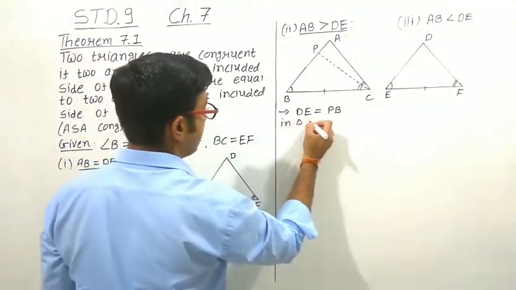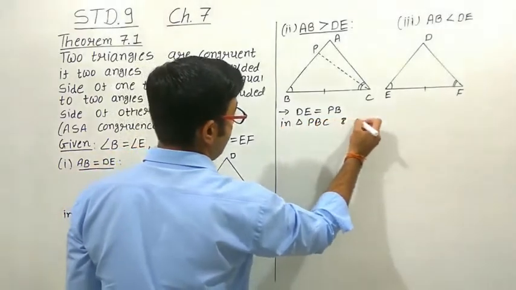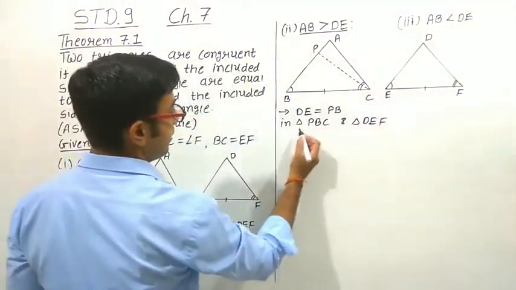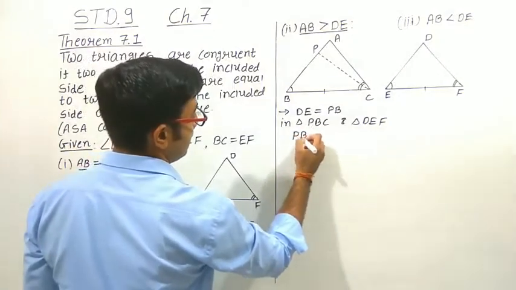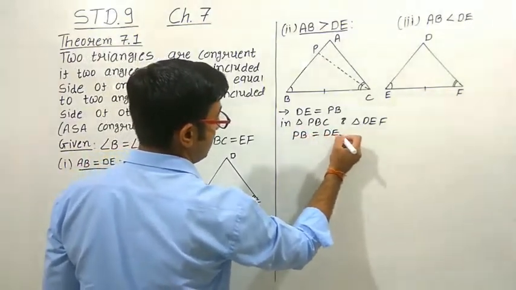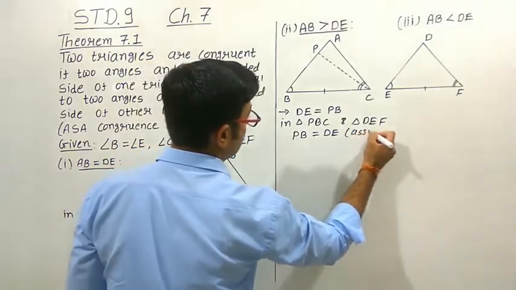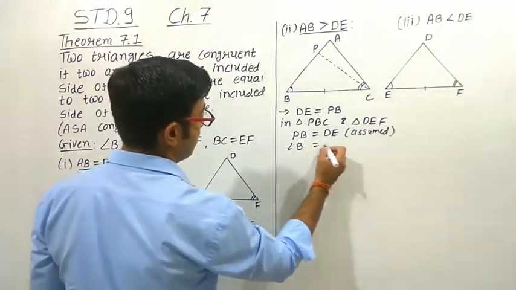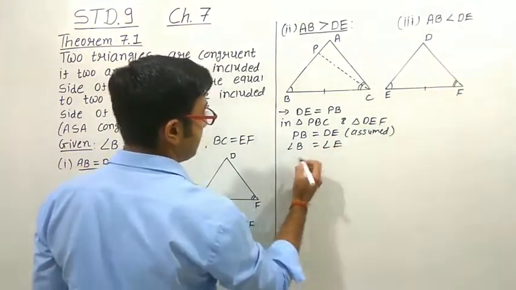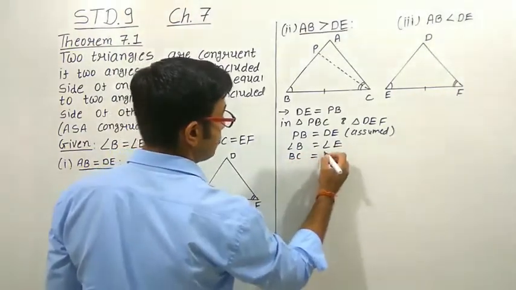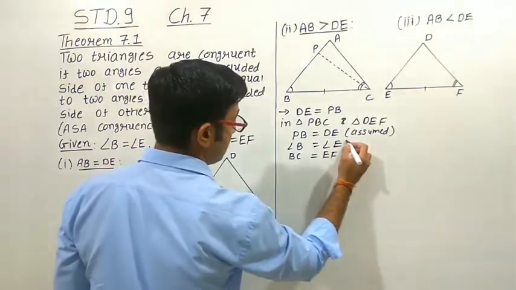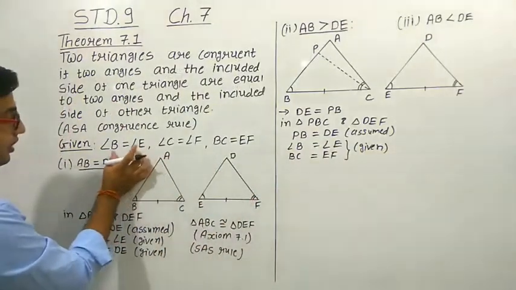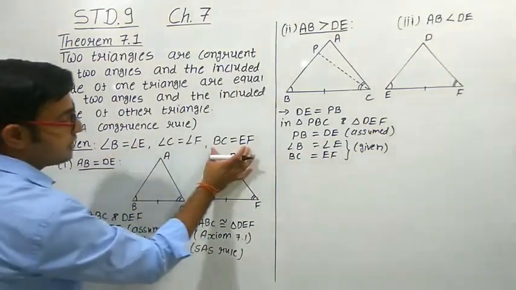So in triangle PBC and triangle DEF, one of the conditions is that PB is equal to DE, which we have assumed, right? Second, we can write that angle B is equal to angle E, and third, BC side is equal to EF side. Both of these are already given. B and E angles are equal, BC side and EF side are equal.